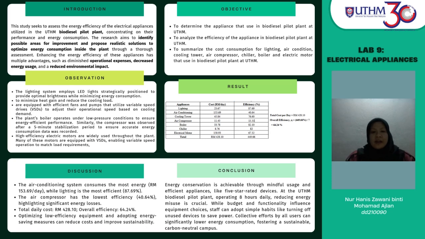We found that the air conditioning system consumed the most energy, which is 153 ringgit per day, while lighting had the lowest cost and highest efficiency, which is 87%. The air compressor has the lowest efficiency, which is 40%, indicating significant energy losses. For the conclusion, energy conservation is achievable through mindful usage and efficient appliances.